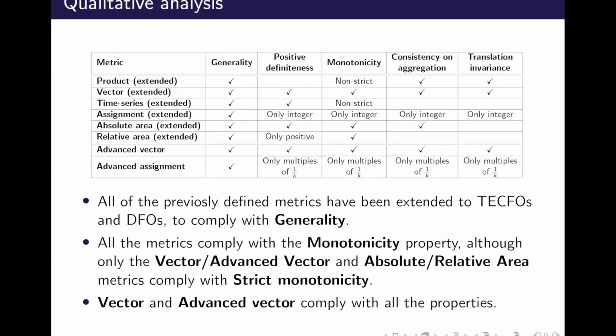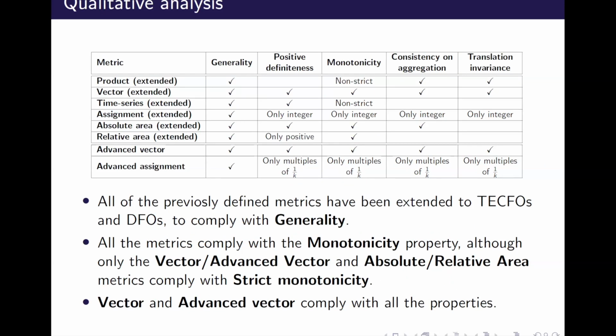So we compared all these metrics, first of all, in a qualitative analysis with regards to the properties that we defined. A few key points. Now that we've extended all of these metrics, they all comply with generality, which is great, because we do want to be able to measure all types of flex offers. All the metrics more or less comply with monotonicity, meaning that you can compare them quite nicely.